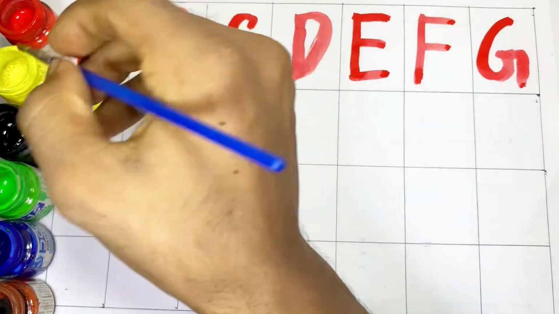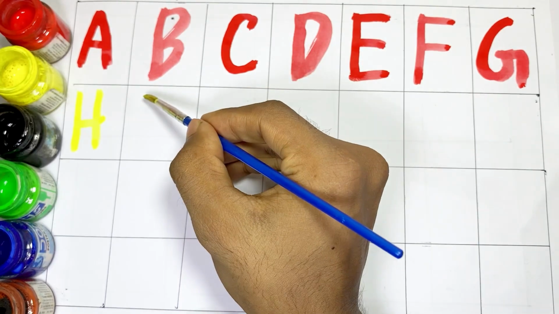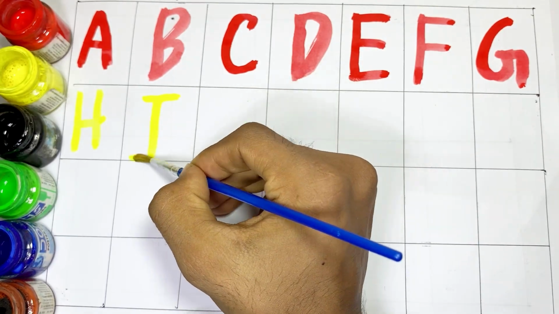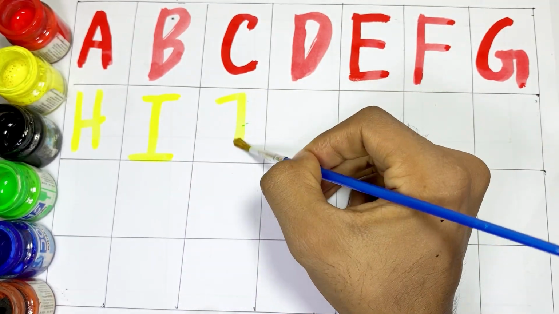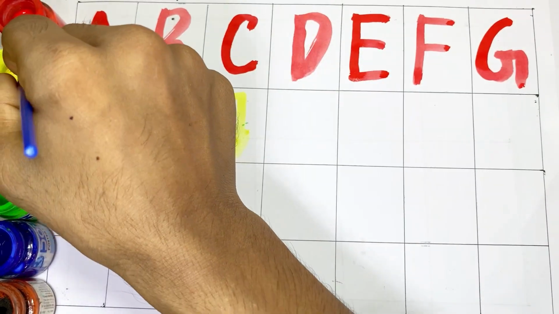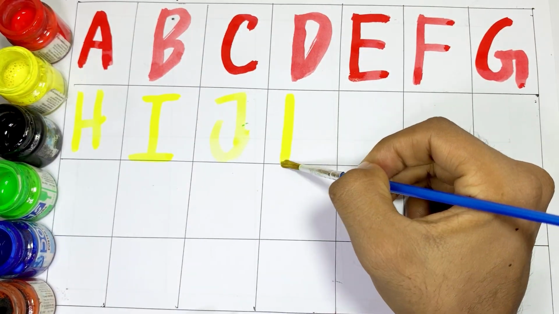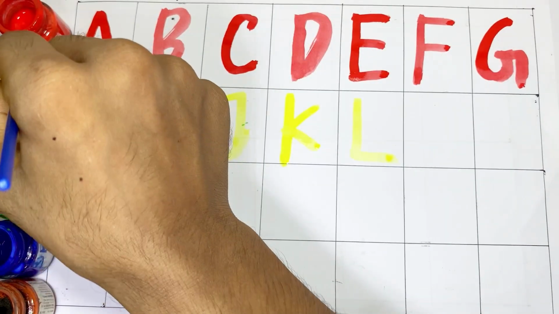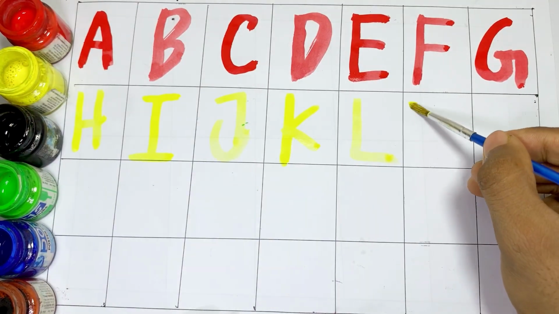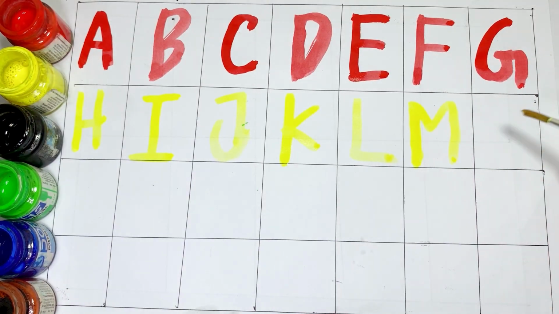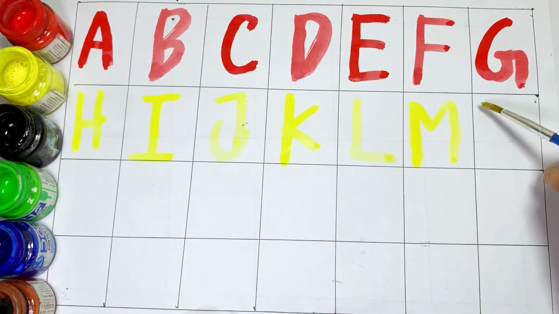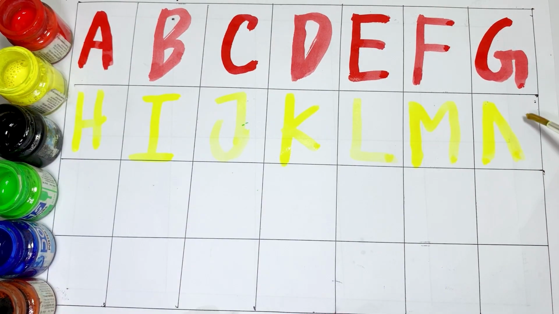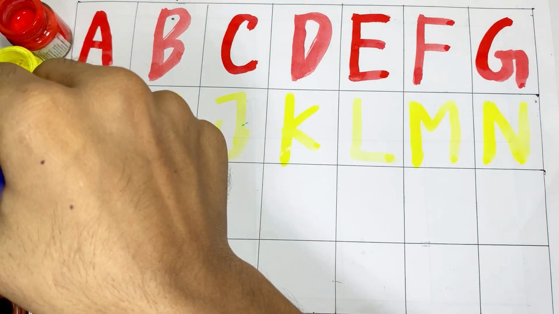Now you draw H and use yellow color. H for helicopter. I for ice cream. J for joker. K for king. L for lion. M for moon. And N for nose.